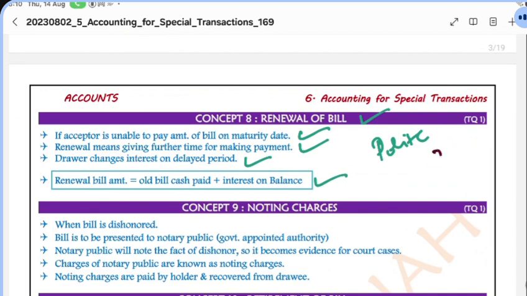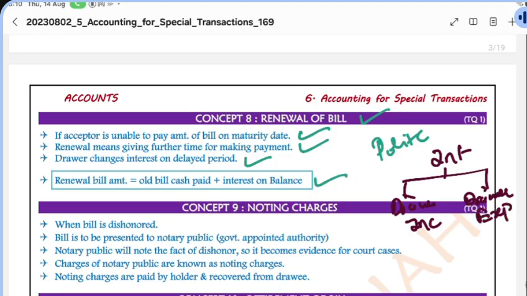Now, when it comes to this interest amount, for drawer and for drawee, drawer is the one who has to receive this interest. For him, it will be an income. Drawee has to pay. For him, it is an expense. This you need to be very clear. Right? ಪಕ್ಕಾ ರೀ? And one more thing, what he said is renewable bill amount is old bill cash plus interest ಅಂತ ನೀವು ಹೇಳಿರಿ. Correct ಅದರಿ?